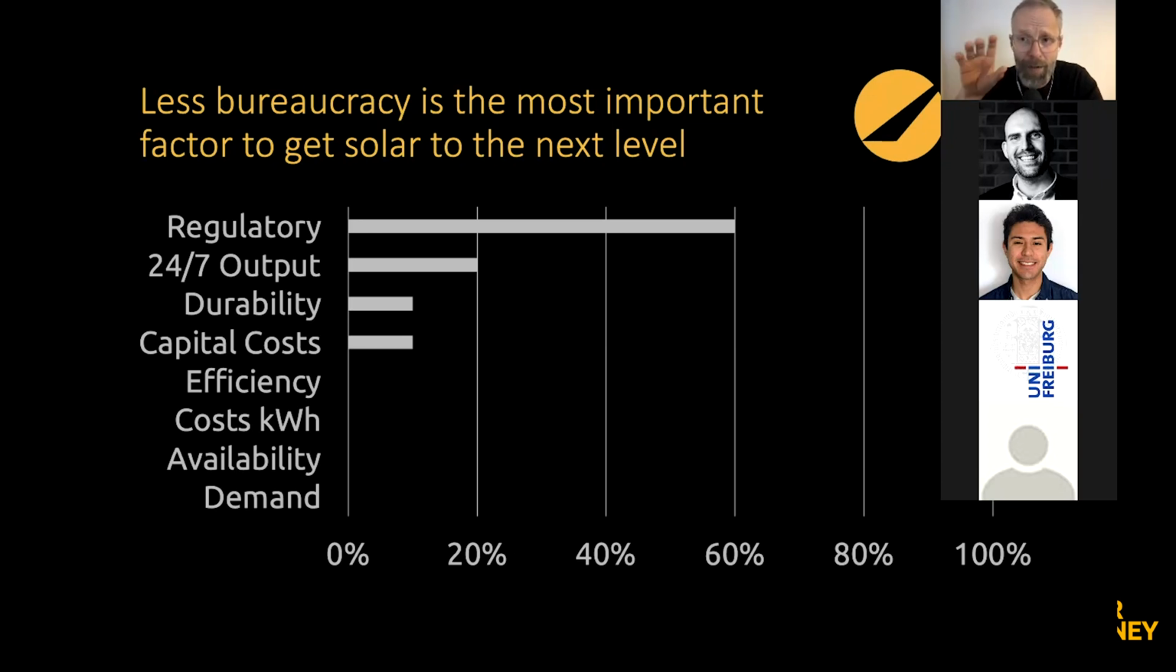And you can see 60% of all my guests said on the regulatory level, get rid of bottlenecks, get rid of bureaucracy. If you get rid of that, this would really accelerate the deployment of solar and wind electricity. Super fascinating, right?